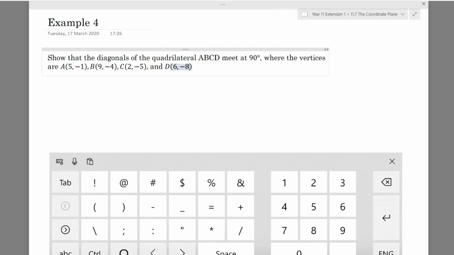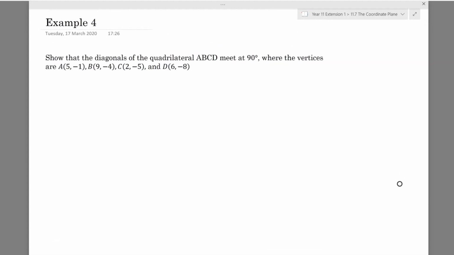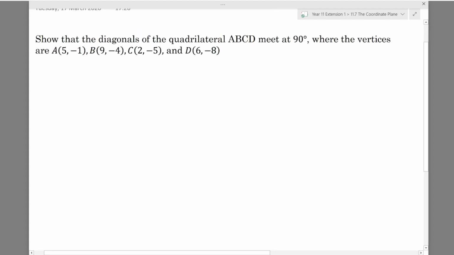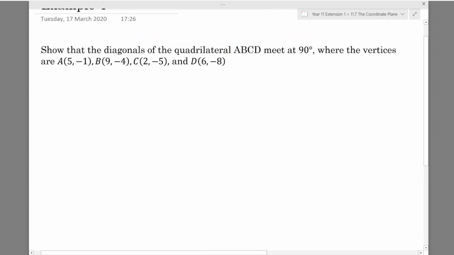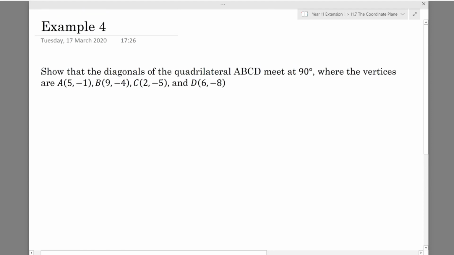Let's find out. All right, I'm sure it'll work. Okay, example 4. Show that the diagonals of the quadrilateral ABCD meet at 90 degrees, where the vertices A, B, C, and D are there. A is equal to 5, -1, B is 9, -4, C is 2, -5, and D is 6, -8. There you go, I did it.